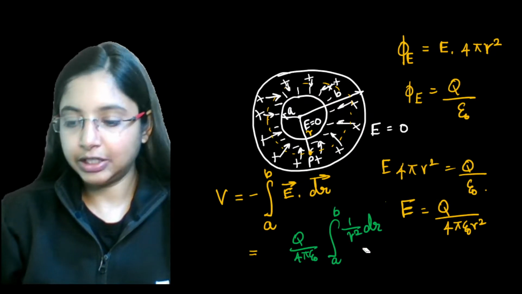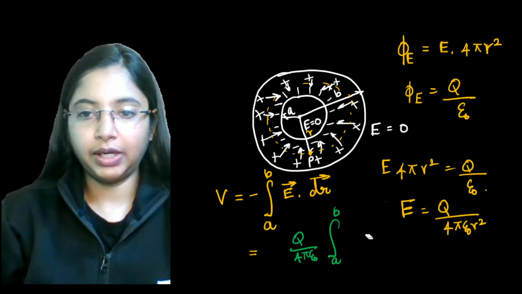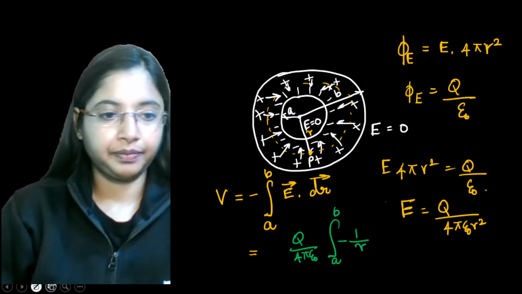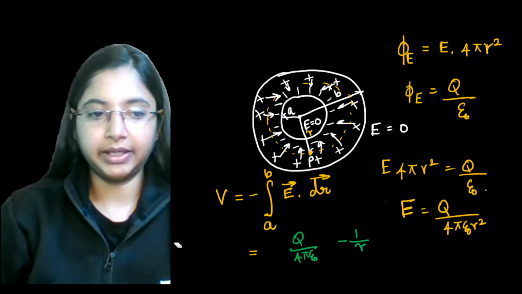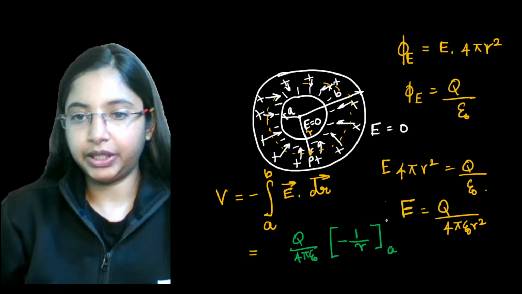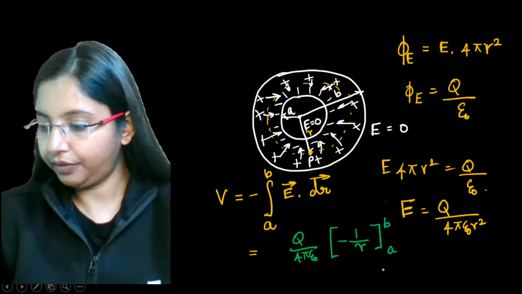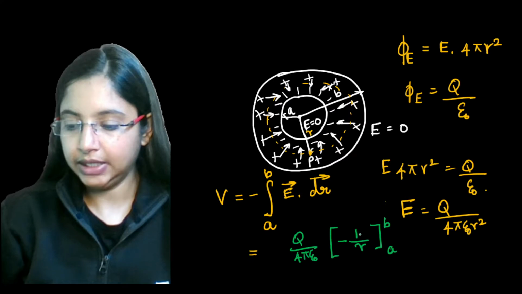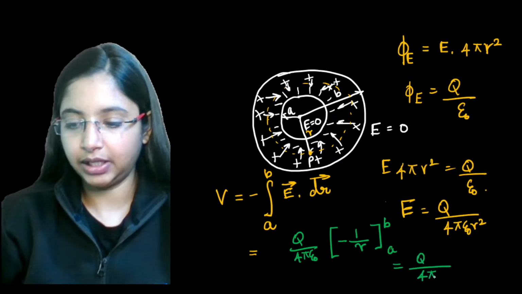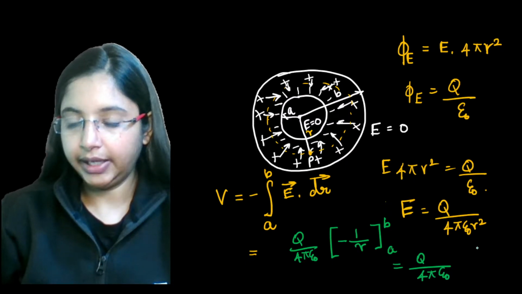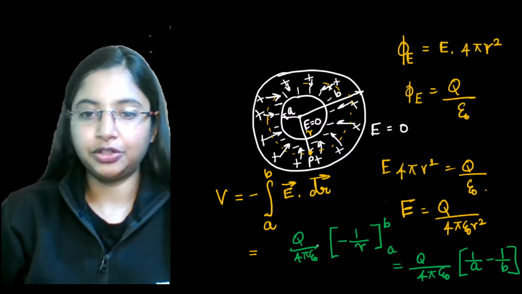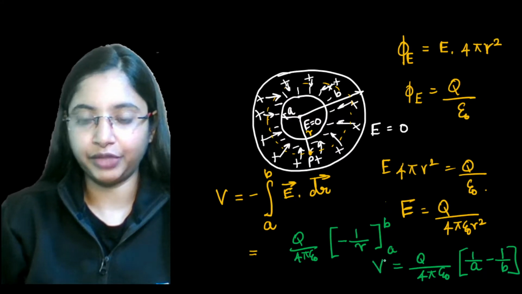Now 1 by r square into dr, if you integrate, you will get minus 1 by r, within the limits a to b. If you rearrange this, you will basically get q by 4 pi epsilon naught times 1 by a minus 1 by b. This is your charge q, and this is your potential difference v.